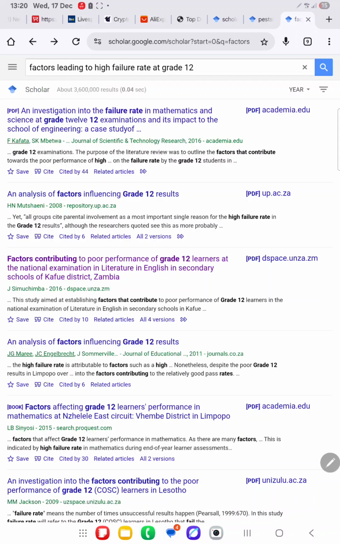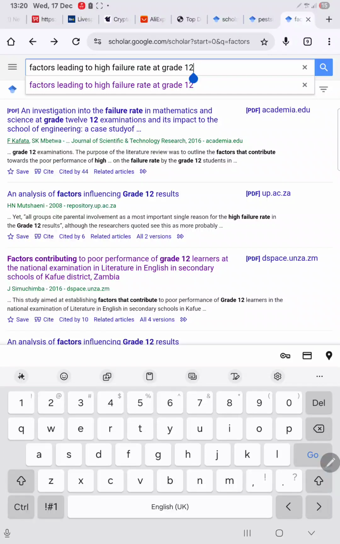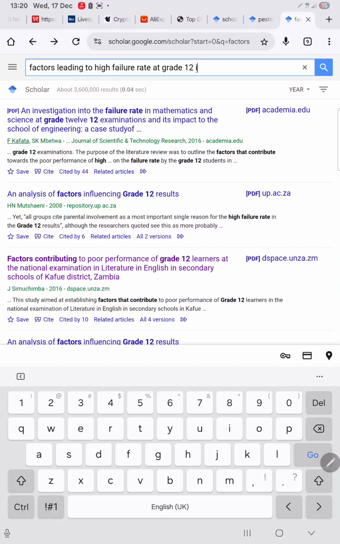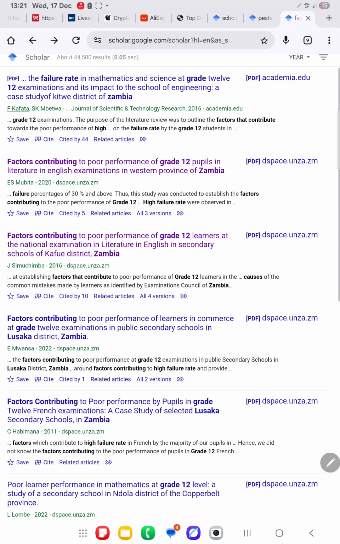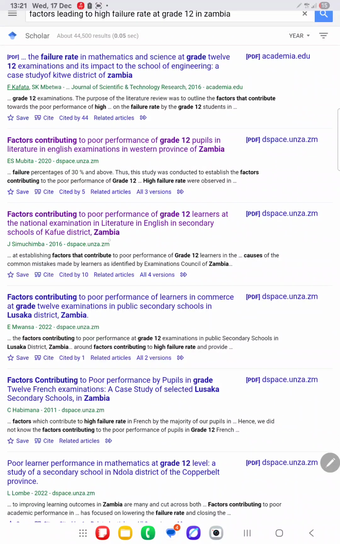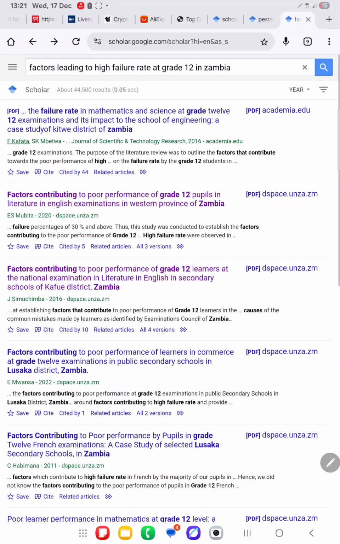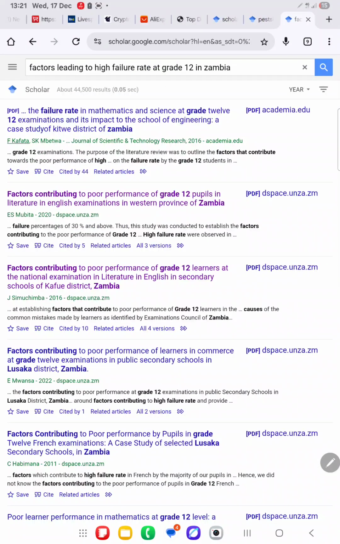So what you're supposed to do is that if you're writing at the global level, you come here on your search engine and say, factors leading to high failure rate at grade 12, factors leading to high failure rate at grade 12 in Zambia. You say in Zambia, like this. So if you say in Zambia, that means that all the scholars that will come, they will just write Zambia. So if you search there, you've seen all the scholars, if you see at the end of the search engine there, you've seen it, Zambia, Zambia, Zambia, meaning that all these scholars that are coming, they will be from Zambia.